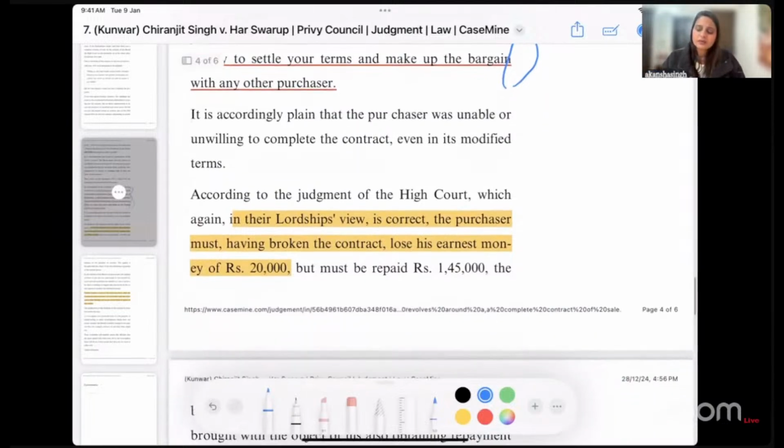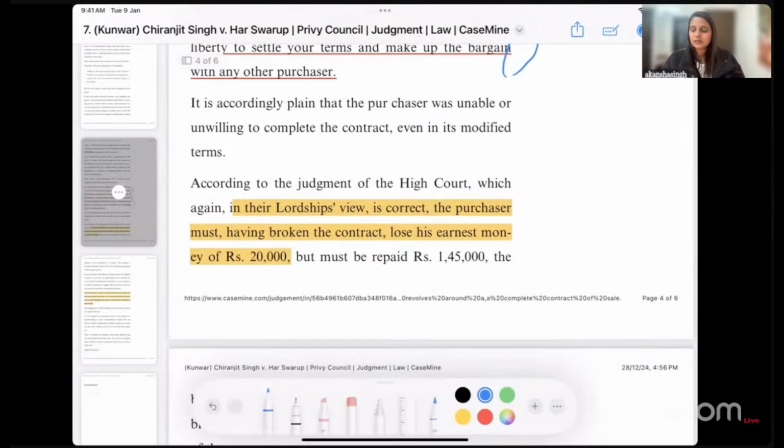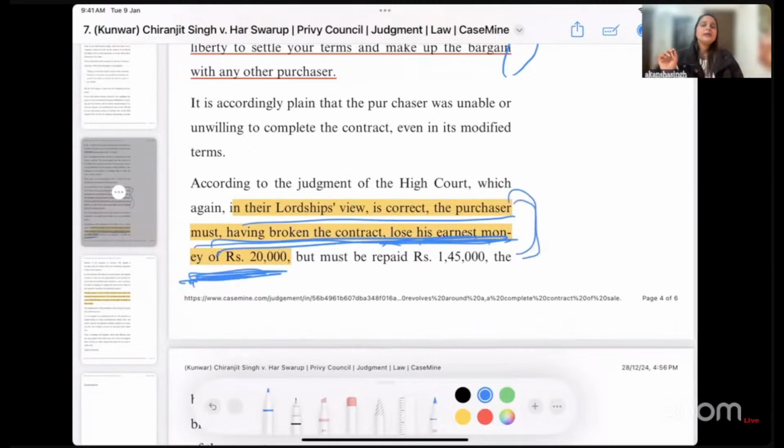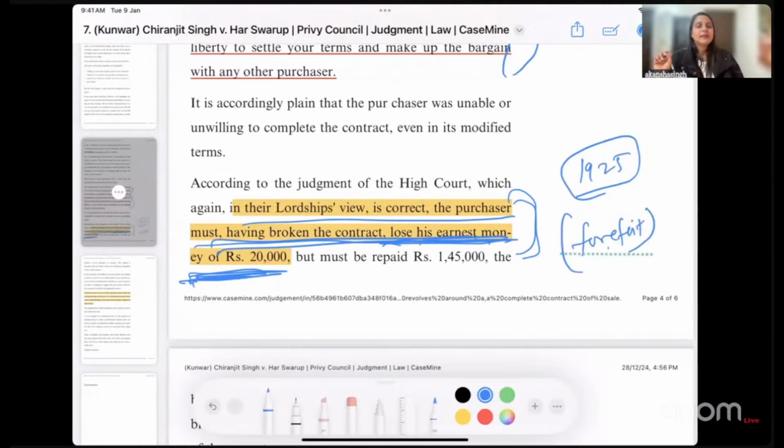The High Court here, because this is a Privy Council judgment, if you see, the High Court's judgment was again reiterated, and the court said that this is absolutely fine. The purchaser must have broken the contract and he must lose his earnest money. If you see this, you will realize and acknowledge that the Privy Council actually acknowledged in 1925 itself that you can forfeit what? The earnest money as a way of penalty.